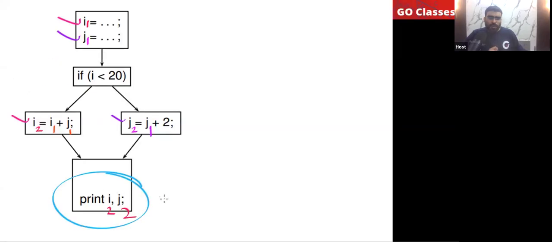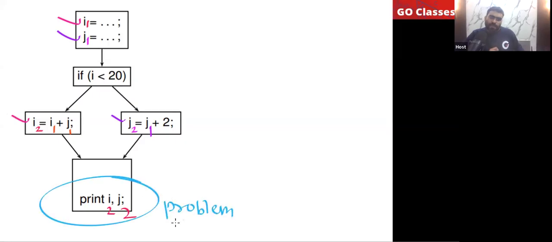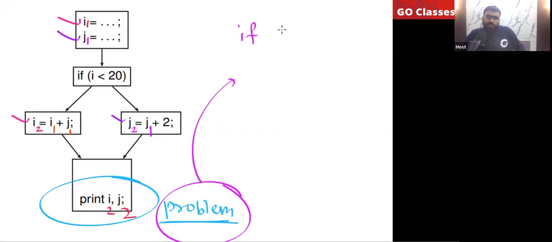Let me tell you, here is the problem. Why is this the problem? See, notice. If this is true, just assume this is true, then should I print I1 or I2? Notice one thing. Here there is a problem. The problem is like this. If I is less than 20, means if this is true. Is this clear?